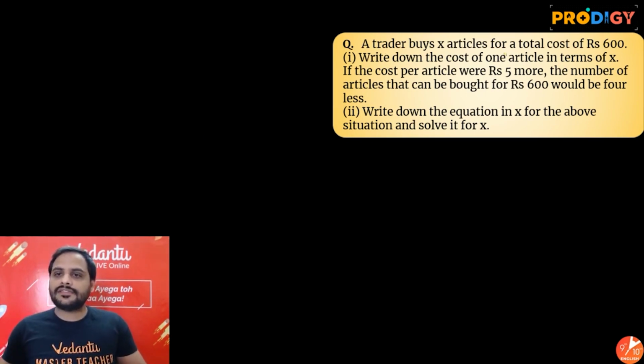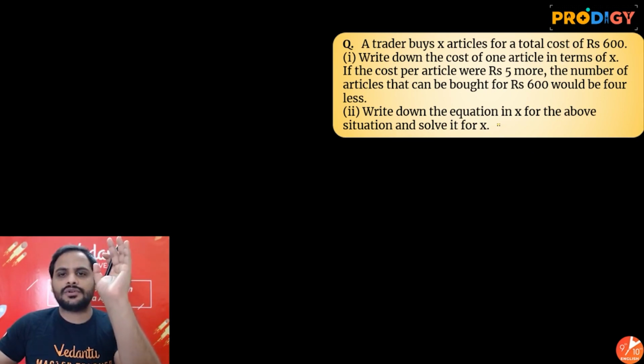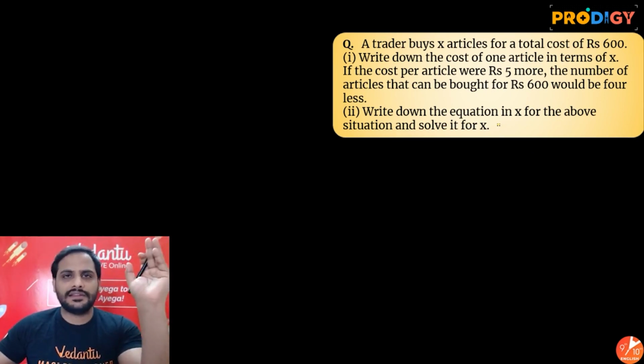A trader buys x articles for a total cost of rupees 600. Write down the cost of one article in terms of x. If the cost per article were rupees 5 more, the number of articles that can be bought for rupees 600 would be 4 less. Write down the equation in x for the above situation and solve it for x. Okay? So two parts it is. So the main part is writing the equation.